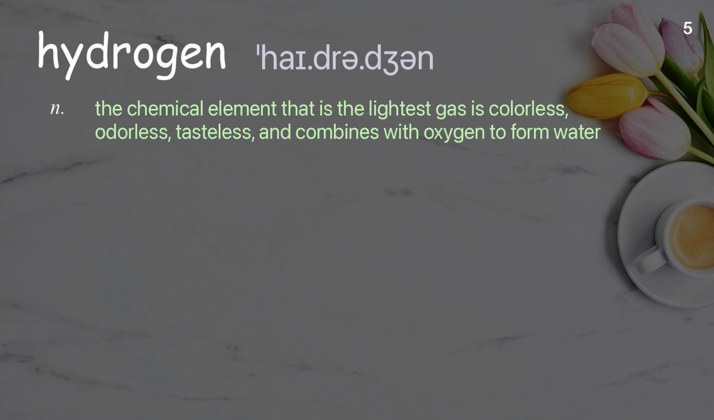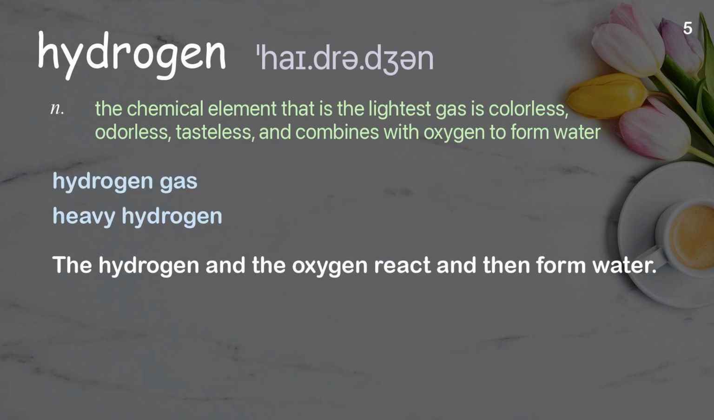Hydrogen. The chemical element that is the lightest gas, is colorless, odorless, tasteless, and combines with oxygen to form water. Examples. Hydrogen gas. Heavy hydrogen. The hydrogen and the oxygen react and then form water.